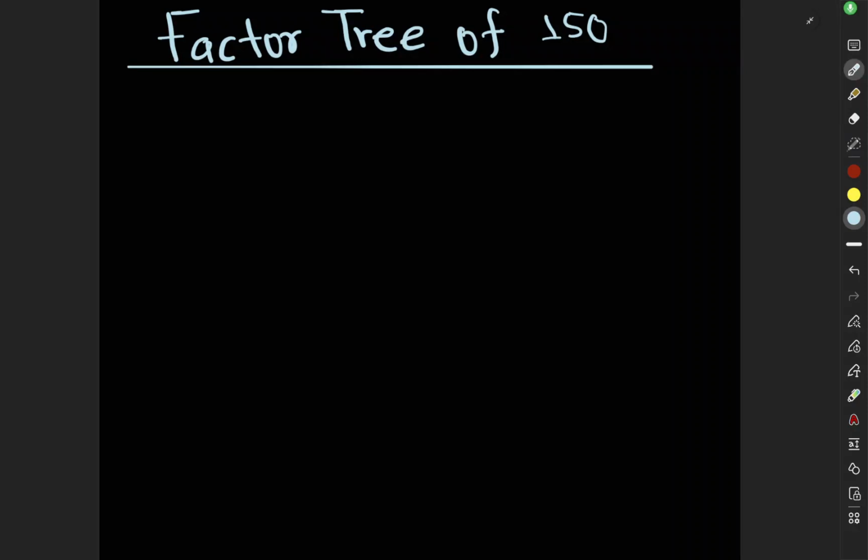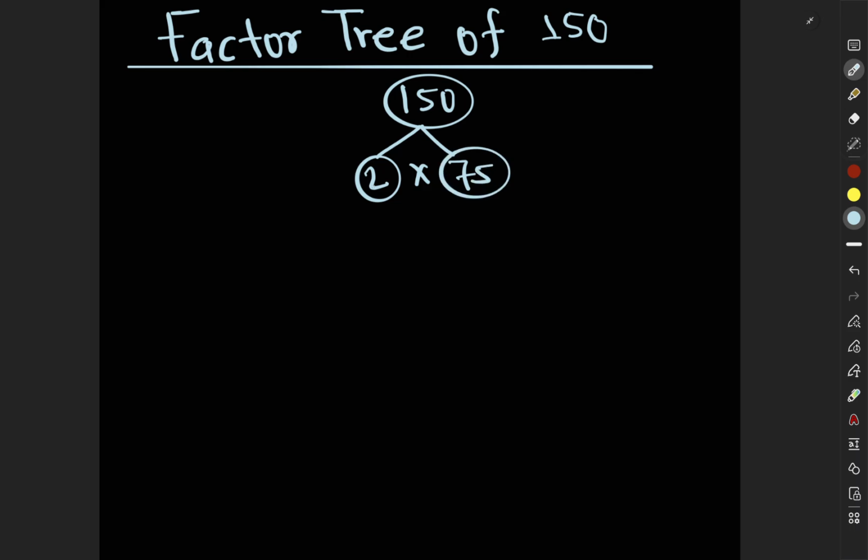Factor tree of 150. So 150 can be written as 2 times 75. 2 times 75 means 150. Now 75 can be written as 3 times 25. 3 times 25 means 75.